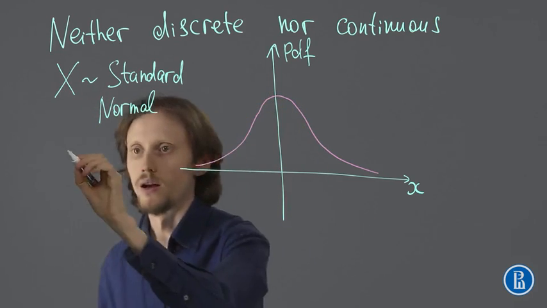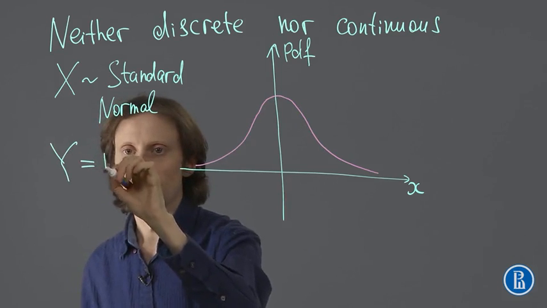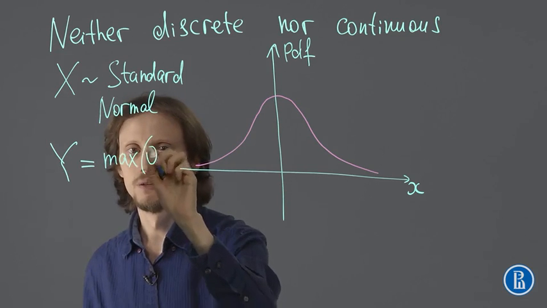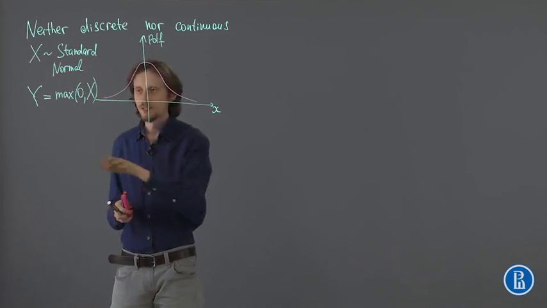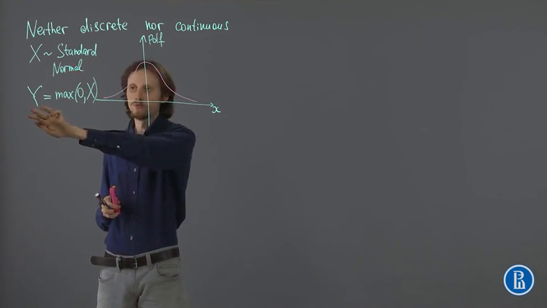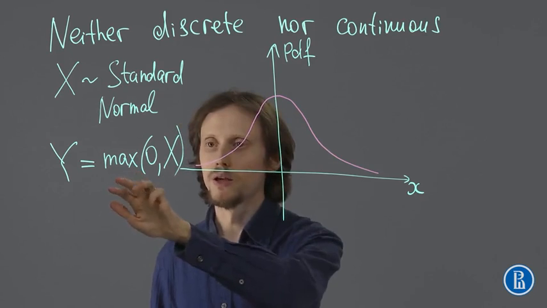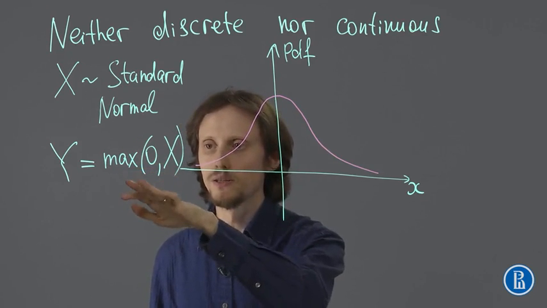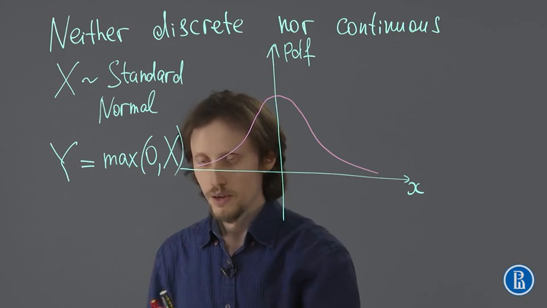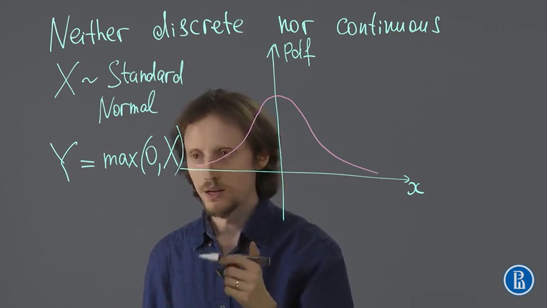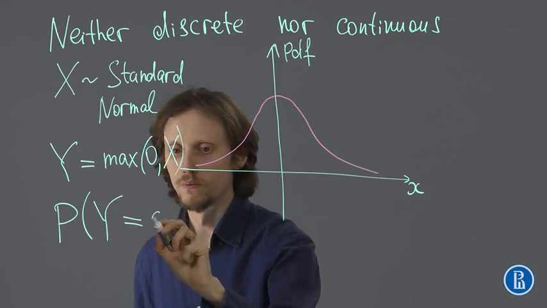This new random variable can be defined in the following way. Y is the maximum of two numbers, 0 and x. This is an example of defining a new random variable as a function of a previous random variable. However, as we will see, not every function will give us a new variable that has a probability density function. Indeed, let us ask what is the probability that y equals 0.